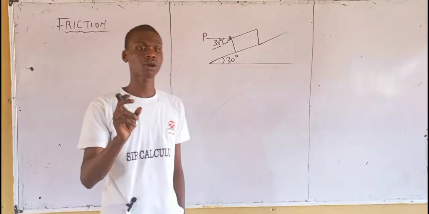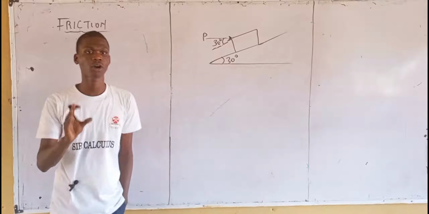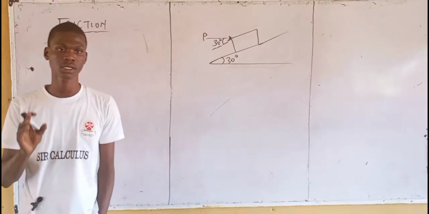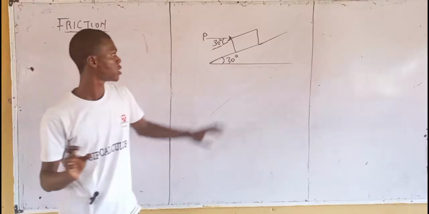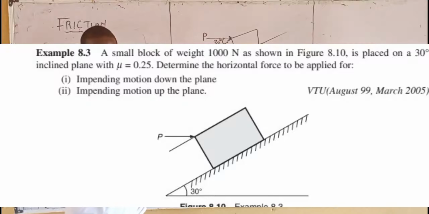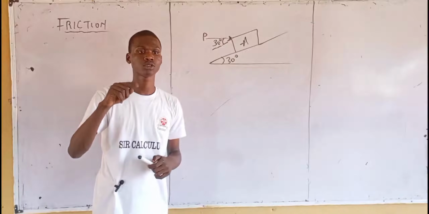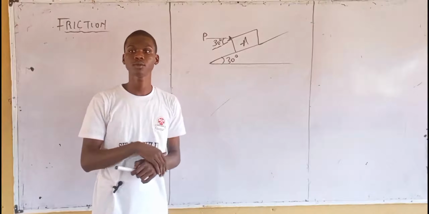A small block of weight 1000 Newton, as shown. This is the diagram. This is the block we're referring to. Let's denote the block as A. So this block is placed on a 30-degree inclined plane. They are giving mu to be 0.25.